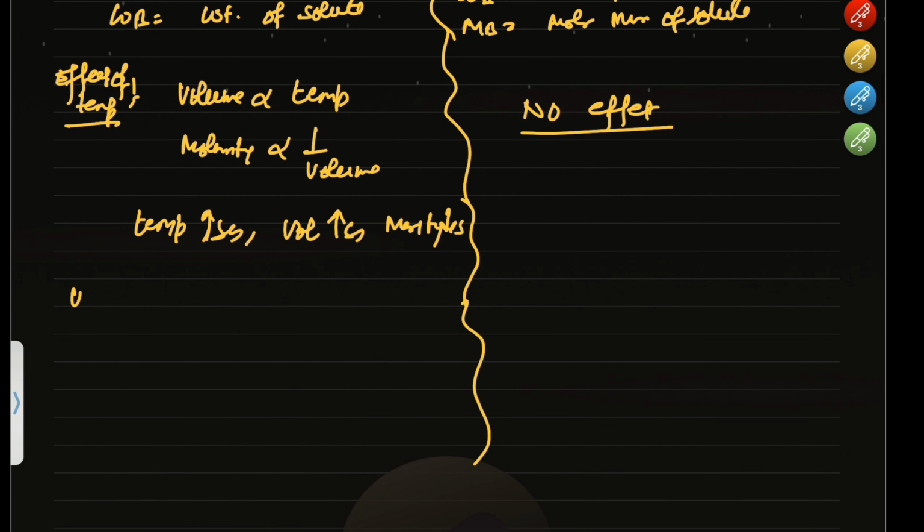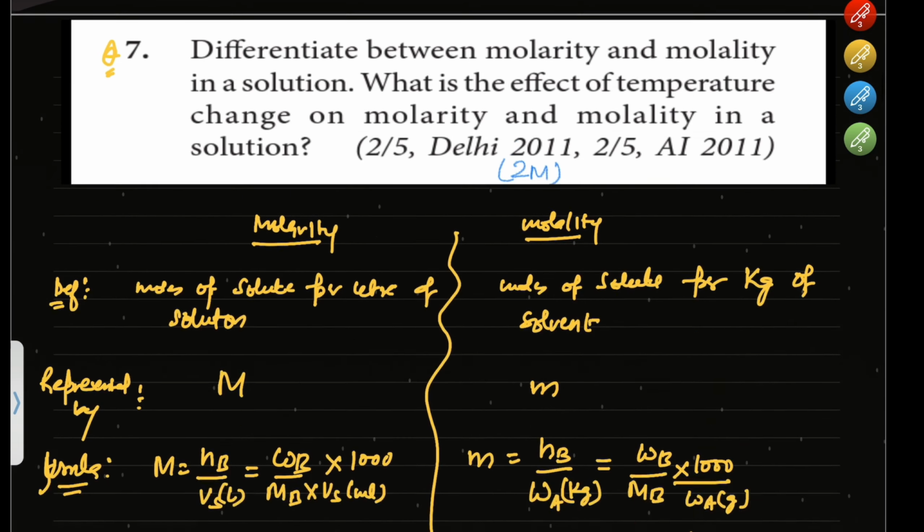Unit: moles per liter, or capital M. Here it is mole per kg, or small m.